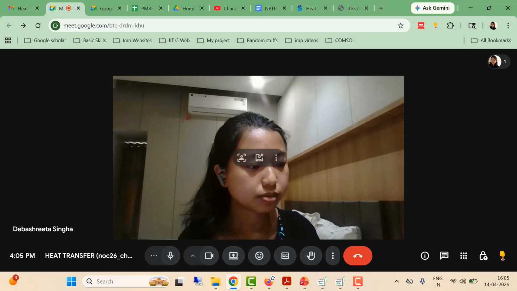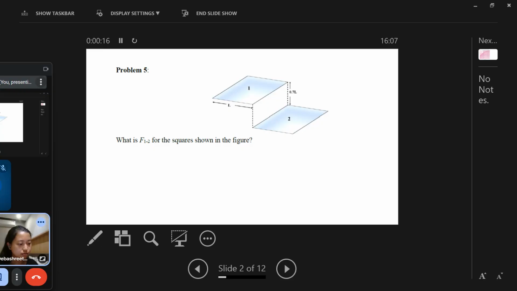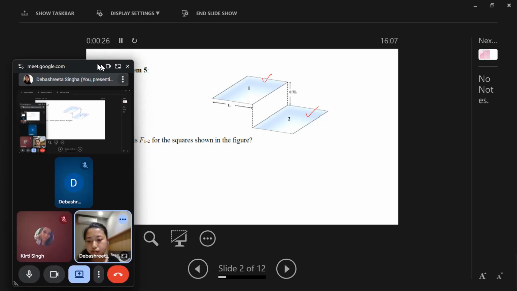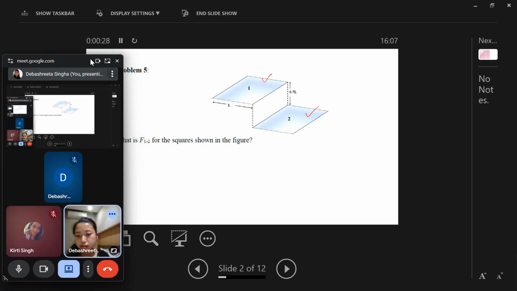Start short window. The first problem, where we have two surfaces, one and two. Is my screen visible? Kirti Singh, is my screen visible? Okay.